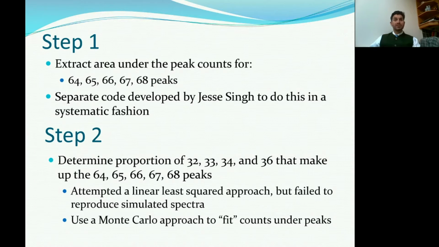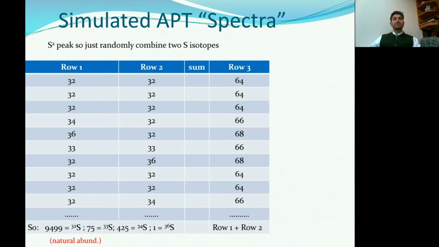Then we use those numbers and we start making guesses. We tried doing linear least squares. We tried a couple different ways to solve this overlap problem, but in the end we settled on this sort of brute force approach, which is really just we make a guess, we start with the natural abundance, and we just populate 2 rows with the abundances of those guesses.